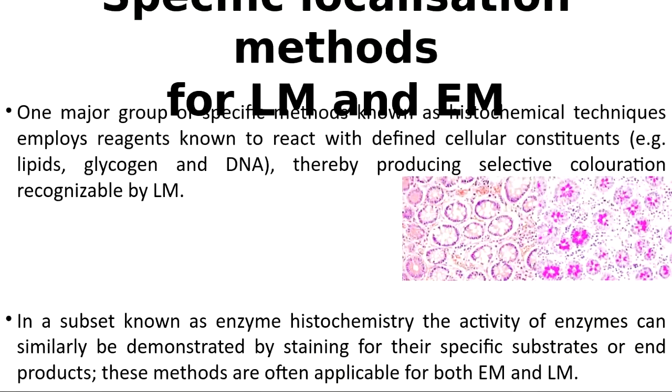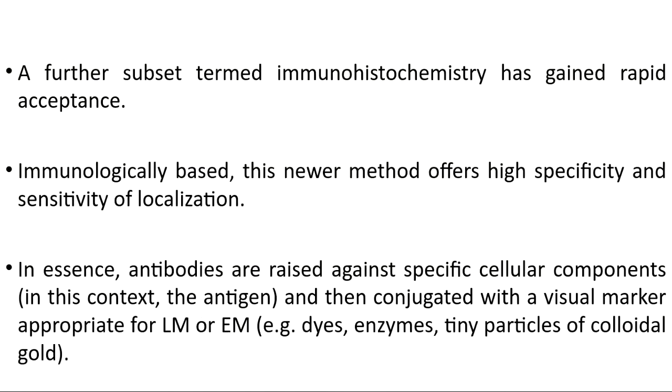One major group of specific methods to identify is the histochemical technique. Histochemical techniques employ reagents known to react with defined cellular constituents. So the special methods for light microscope and electron microscope are the histochemical techniques. A subset is known as enzyme histochemistry. The activity of enzymes can be demonstrated by staining. This is the point I would like to make.